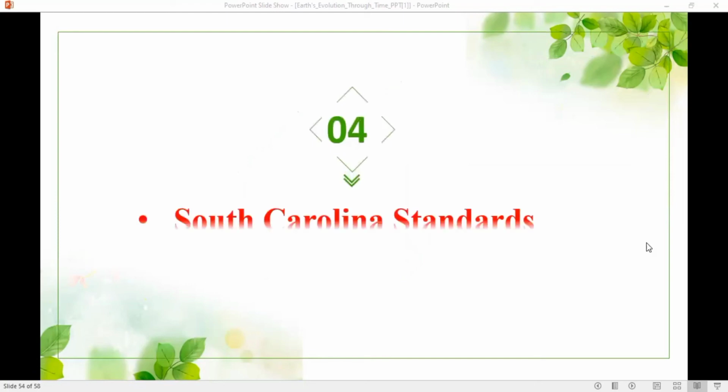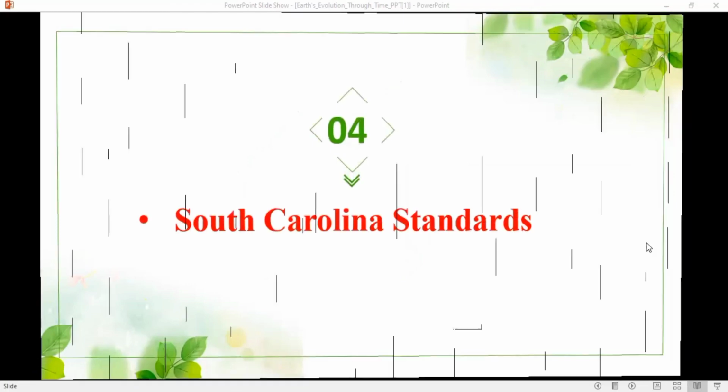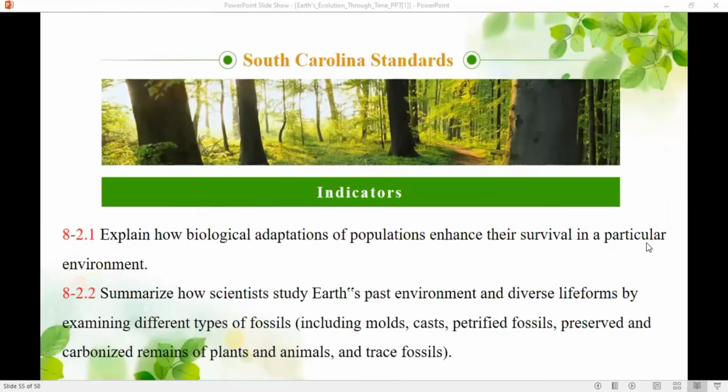And for the last topic, we have the South Carolina standards, which are used as a guide for us to discuss the following topics. And these guides are, first, how biological adaptations of populations enhance their survival in a particular environment.